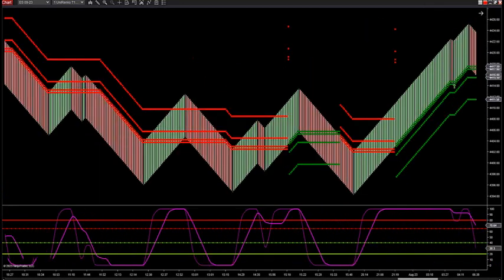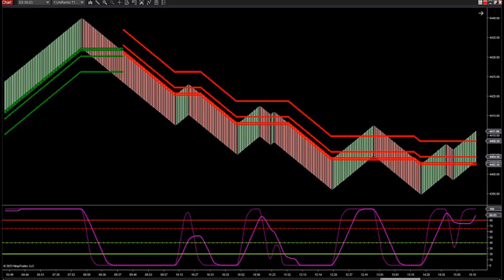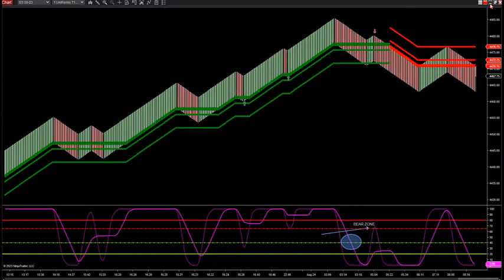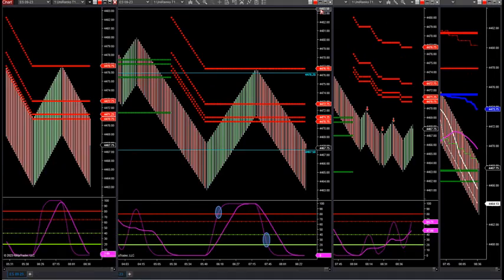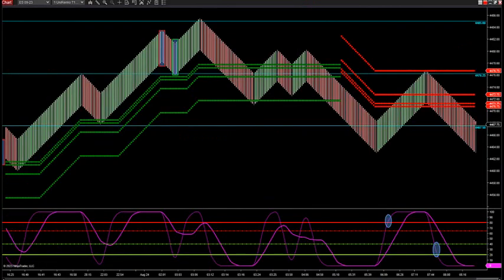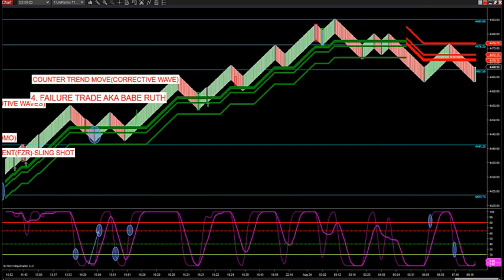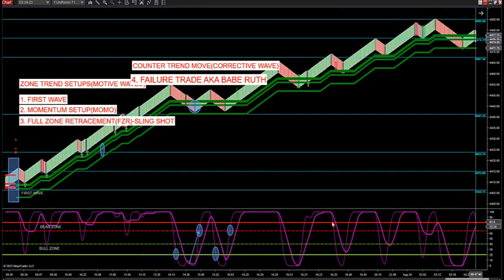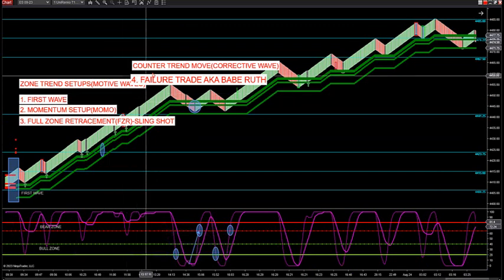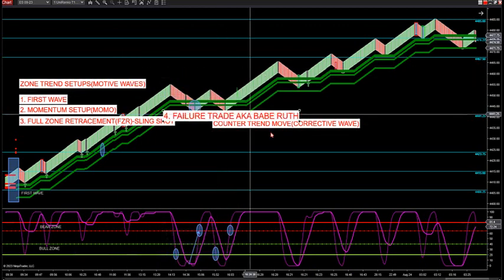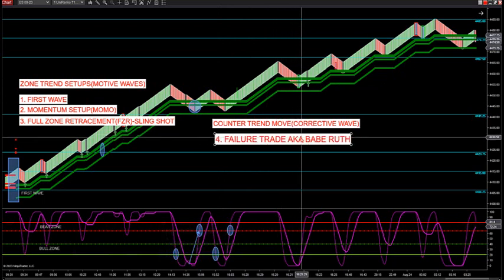So that is the only trades that we concentrate on a daily basis, would be your bull and bear zones. I mean, your three trend trades, and then your one corrective wave. So these are your only trades that you want to look for during the trading day. You want to look for your trend trades and your one counter trade, which is a failure trade.